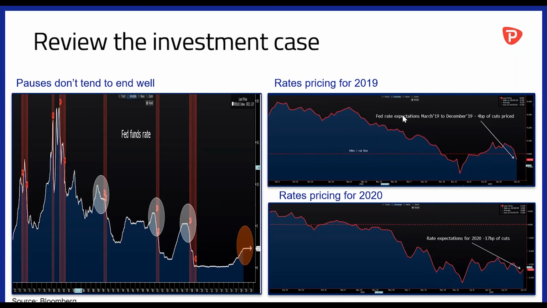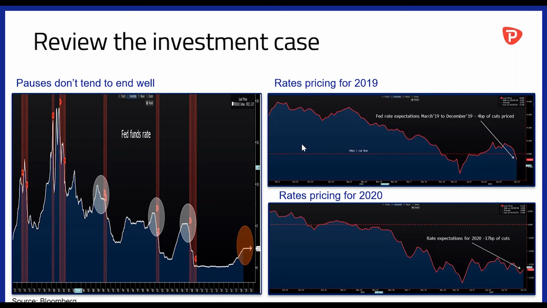If I look at what's priced in between March of this year and December of this year, we've got 4 basis points of cuts. Actually, that was a couple of days ago when I put that in. It's actually around about 4 basis points of hikes now. Now, if you have a look at what's priced in for 2020, we've got about 17 basis points of cuts. I looked in that previous chart between March of this year and December next year.